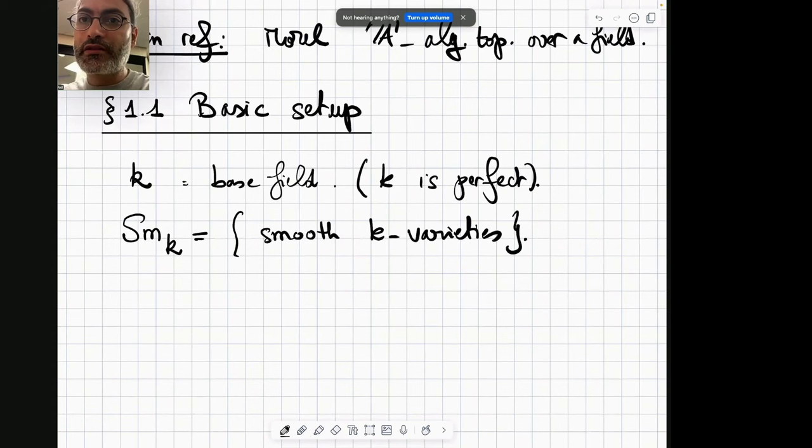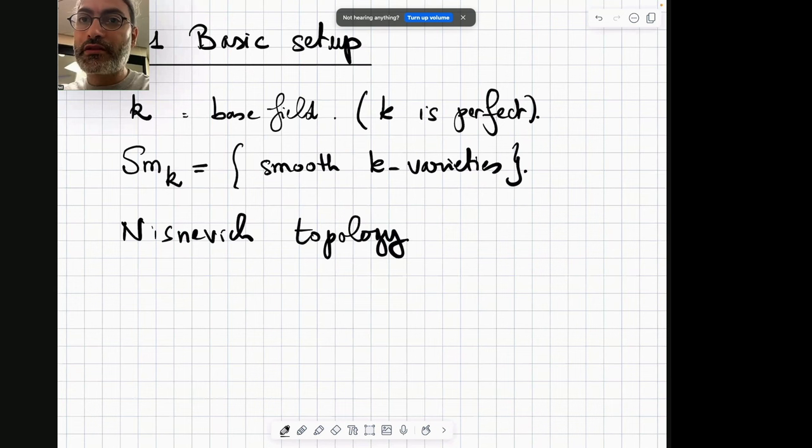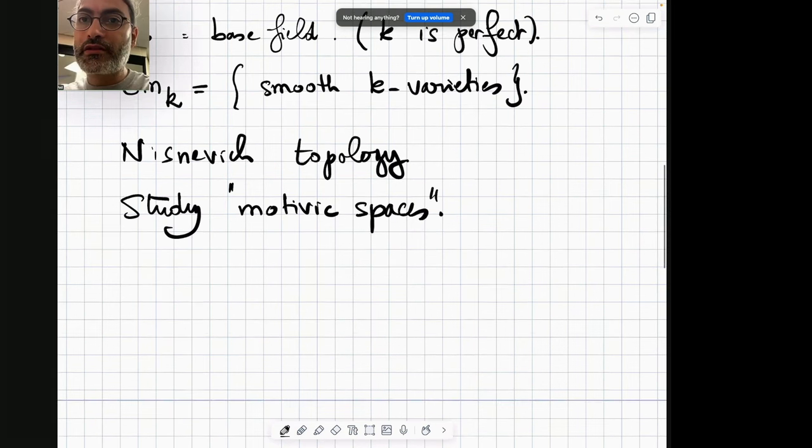And here on this category, we have the Nisnevich topology, which probably you've seen maybe last week. I hope. If not, let me know if you want me to say more about this. It's a Grothendieck topology, which is somehow in between the Zariski topology and the étale topology. In motivic homotopy theory, we study what we call motivic spaces, and I'm going to start with defining what these objects are. So here's a definition.